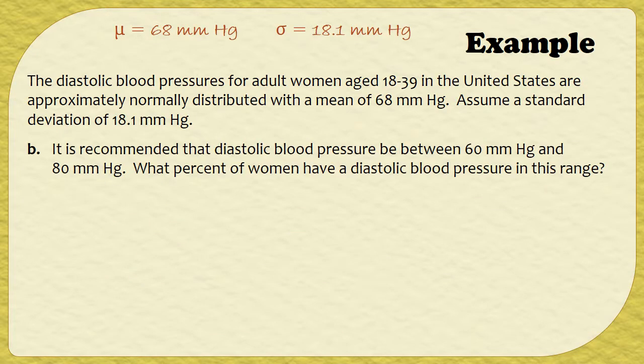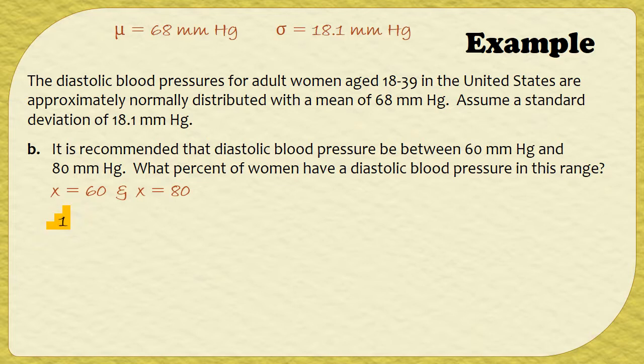It's recommended that diastolic blood pressure be between 60 millimeters of mercury and 80 millimeters of mercury. What percent of women have a diastolic blood pressure in this range? Notice that in this problem, we've been given two values for x. We have the 60 millimeters of mercury and we have the 80 millimeters of mercury. Whenever you have two values for x, that means you're going to end up finding two different z-scores. So we have to use the z-score formula twice.